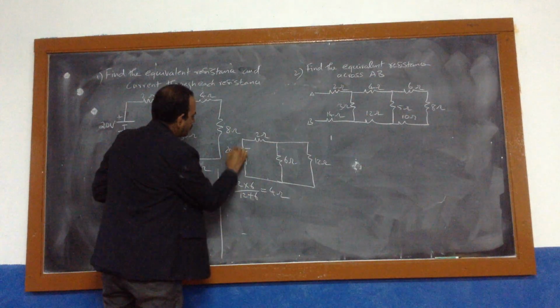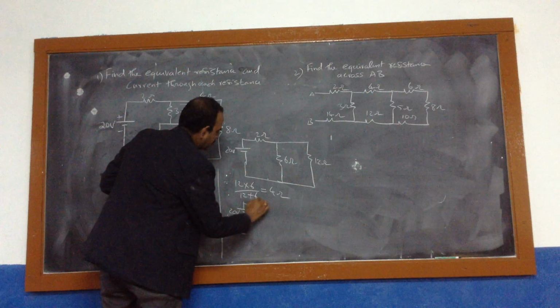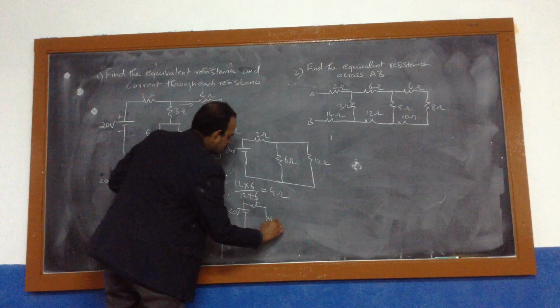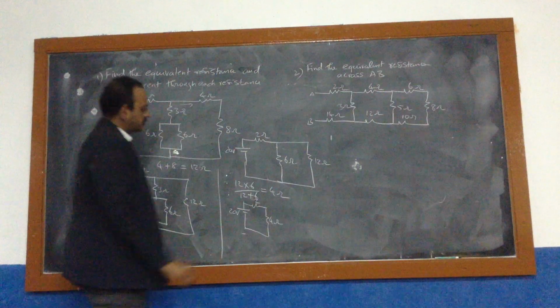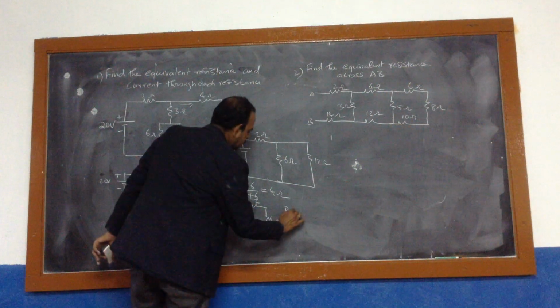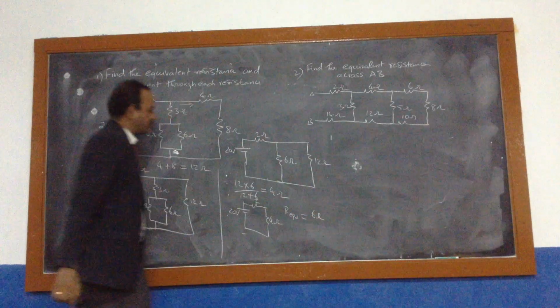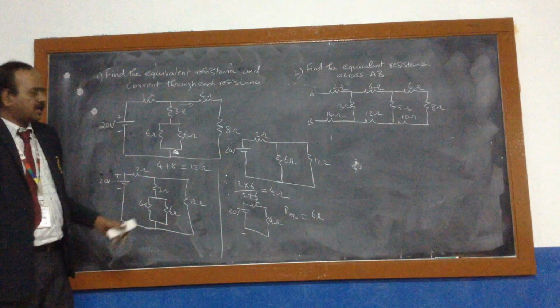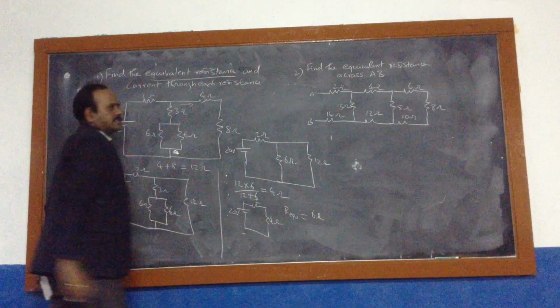So this is the 20 volt source. Here this is 2 ohm, and here this is 4 ohm. Now you can easily find that 2 and 4 are in series, so we get the total resistance. Our equivalent resistance is 6 ohm. So we got this 6 ohm. Now we have got the equivalent resistance.